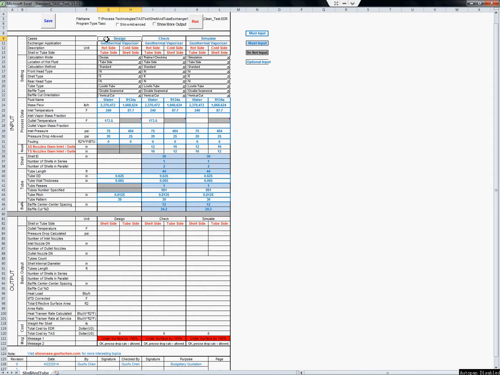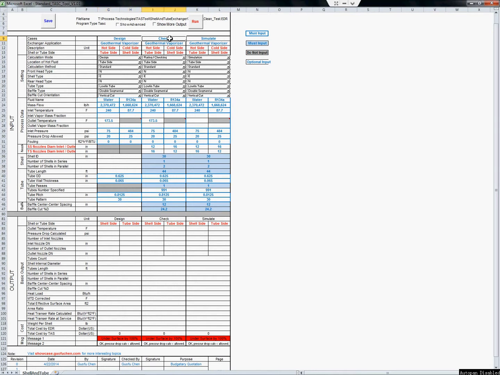The EDR program takes the input from the Excel interface, runs the thermal engine, and returns the results back to Excel. This tool has three different operating modes: design, check, and simulate. Design means sizing a heat exchanger from scratch with process requirements and minimal geometry information. In design mode, engineers normally specify the tube diameter, thickness, tube pitch, and tube pattern.